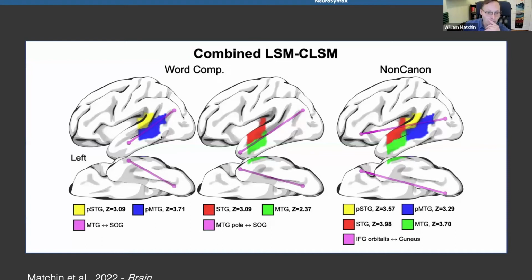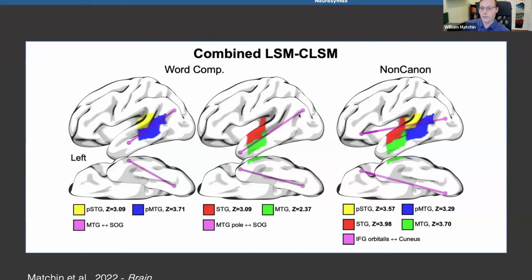So for word comprehension, we looked at these two areas here, PSTG and PMTG, when including this disconnection between the anterior MTG and occipital lobe, right? So this was one of the strongest disconnections for word comprehension. And what we find is we still get a very robust lesion effect in these areas. So these lesions are still explaining behavior, even when accounting for this disconnection. Likewise, here for the more anterior parts of STG and MTG, we look at this disconnection between the pole of the MTG and occipital cortex. And then what we find is we still, again, get robust effects for these lesions above and beyond the disconnection of this line here.